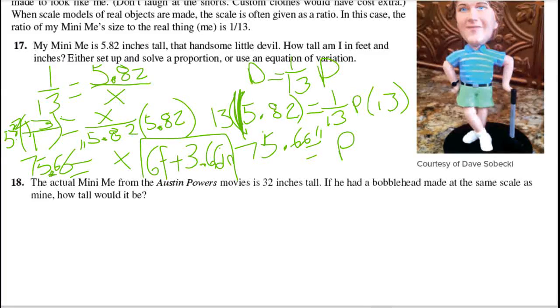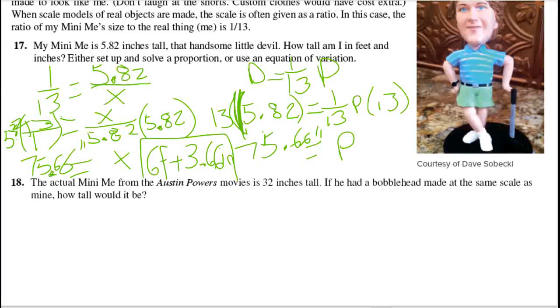The actual mini-me from Austin Powers movies is 32 inches tall. If he had a bobblehead doll of the same scale as mine, how tall would it be? Okay. So after you've thought about that question and come up with an answer, restart the video and we will discuss it.